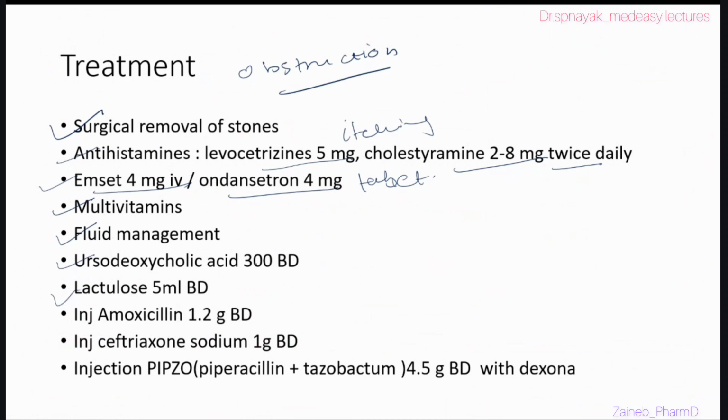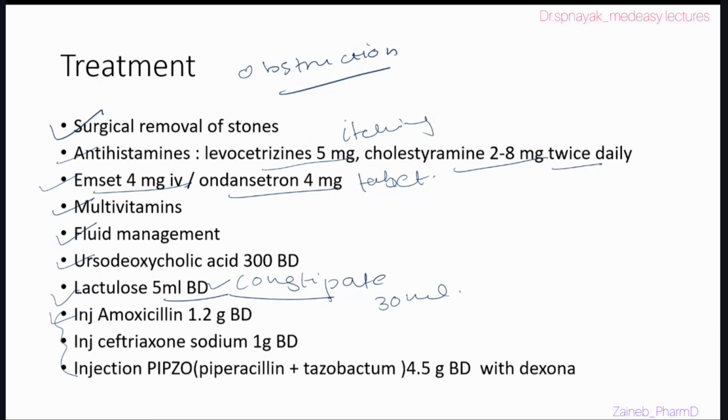And also lactulose is used for constipation. Lactulose is mainly available as a 30 ml syrup. It is mainly given 5 ml twice daily. Then we can go with antibiotics. Okay, these are antibiotics. Injection penicillin 1.2 gram twice daily. We can go with ceftriaxone sodium twice daily.